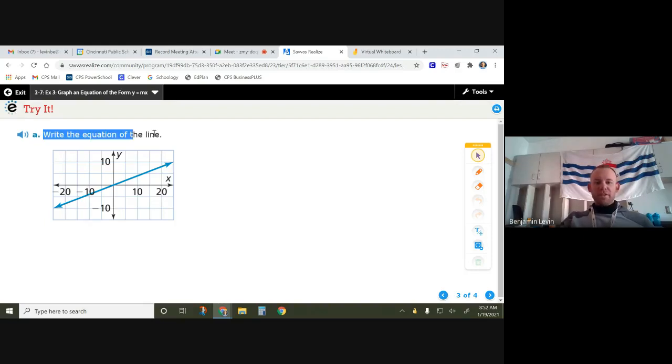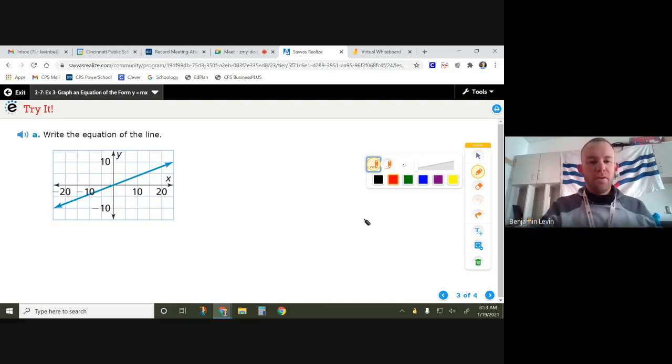Write an equation of this line. All we need to do here, don't get too freaked out by this. You might think, I don't know how to do this. All we need to do is find rise over run. I'm going to use red for rise, and I'll use green for run.